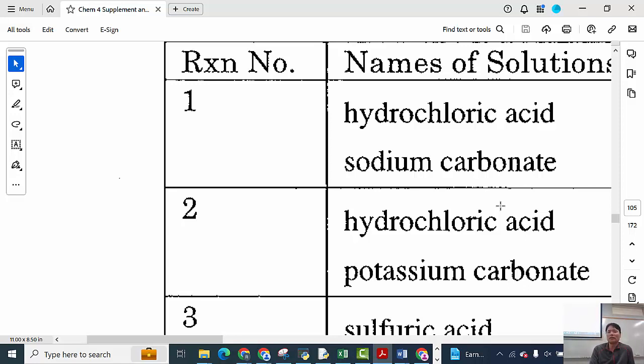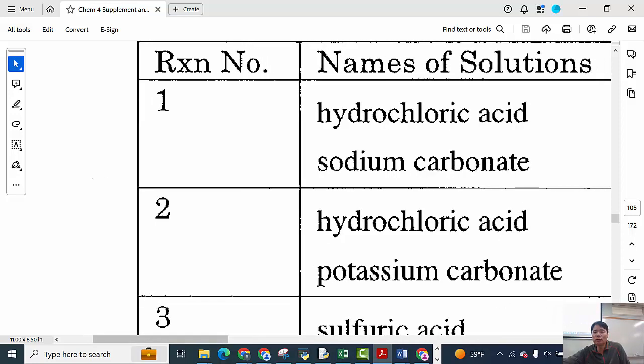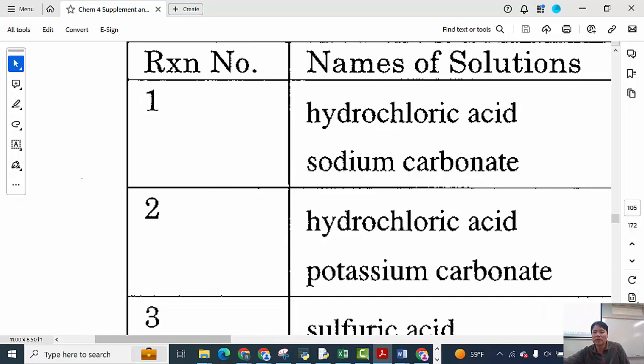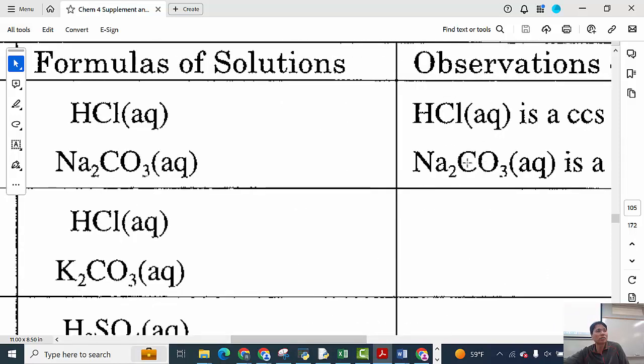HCl. Sodium carbonate? NaCO3 is incorrect, unfortunately. Close, but not quite correct. What is it? Na2CO3. It's Na2CO3 because carbonate is a 2 minus and Na is a 1 plus. So we need 2 of the 1 plus to neutralize the charge.